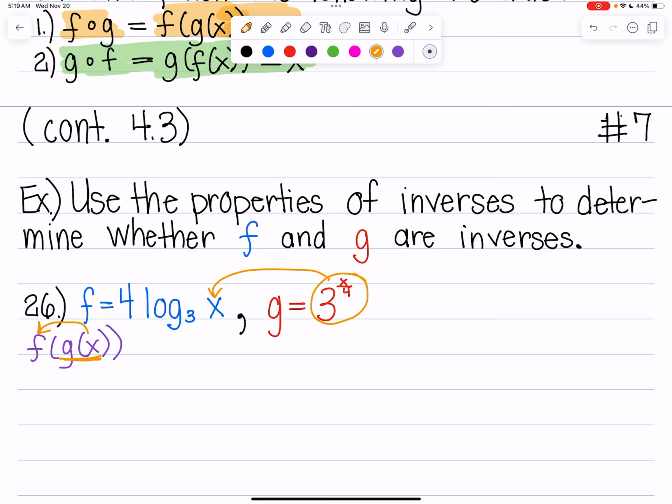Okay. Now, let's do it. Okay. So I'm saying my f function, let me write down f, log base 3 of x. Y'all see that, right? But my x is now g of x. So let me put that in parentheses because this is what I'm plugging in. I want everybody to see what I'm plugging in. Okay.